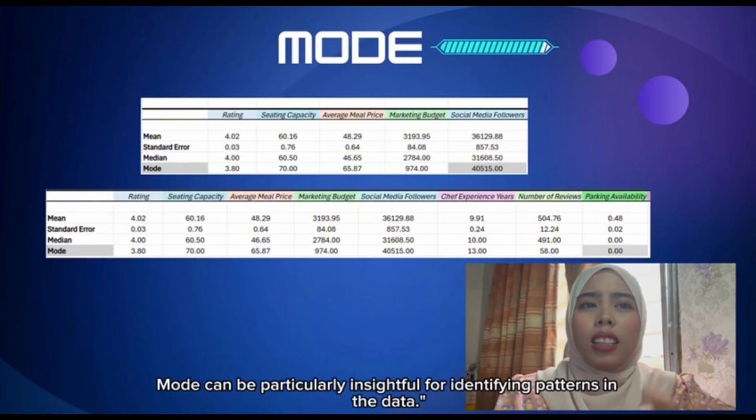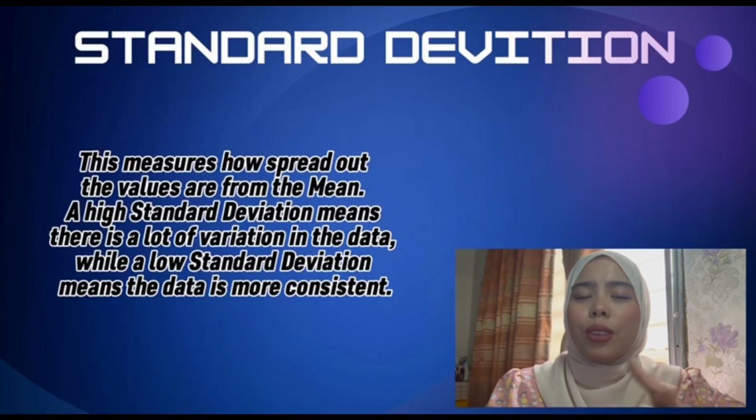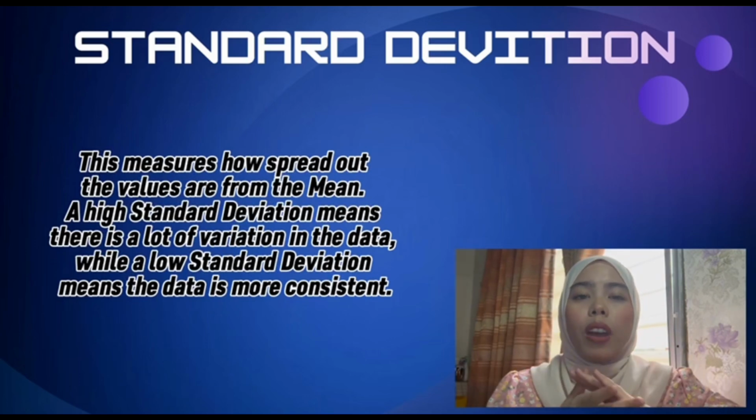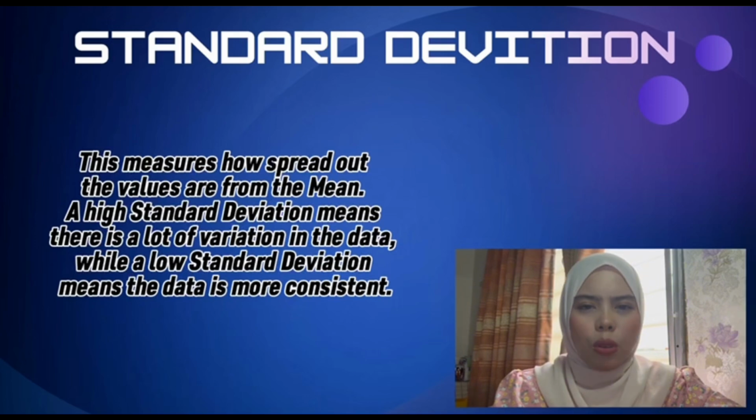Mode can be particularly insightful for identifying patterns in the data. Lastly, about standard deviation. This measures how spread out the values are from the median. A high standard deviation means there is a lot of variation in the data, while a low standard deviation means the data is more consistent.